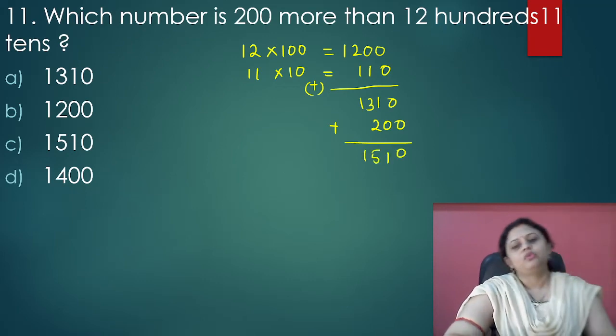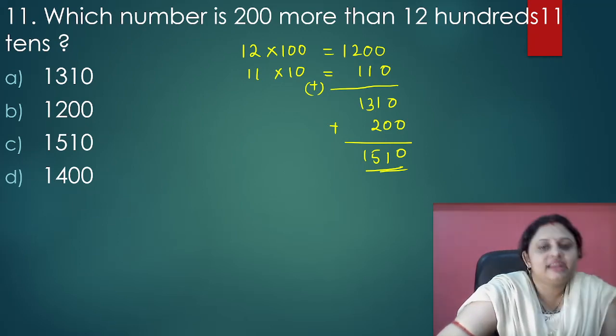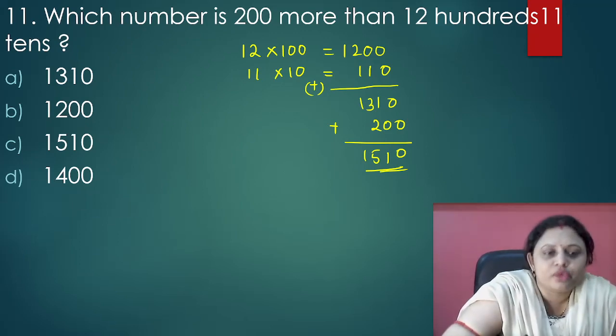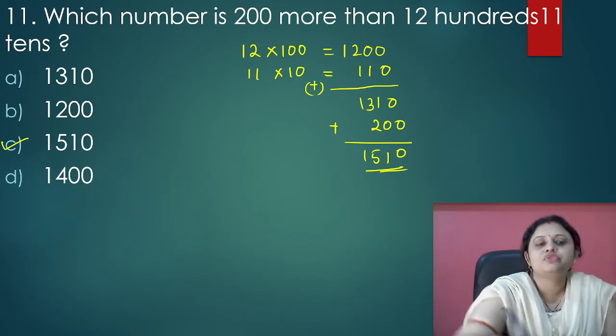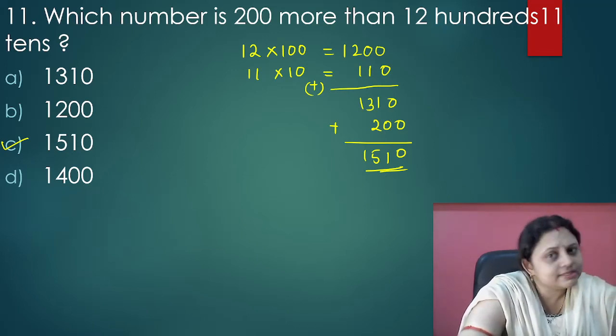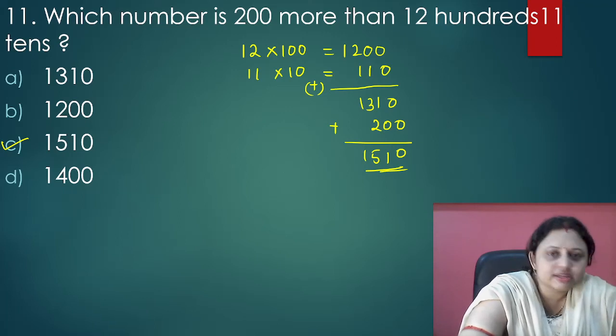0151, 1510 is the correct option. So where is it present? It is present in option C, 1510. So आ रहा है सबको समझ में? Let's move to the next question.